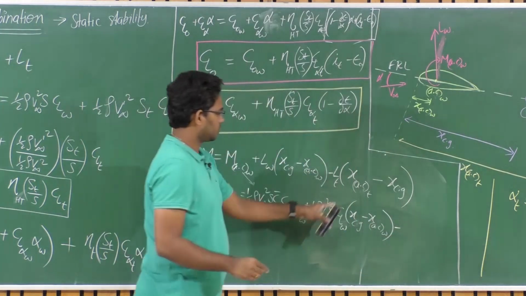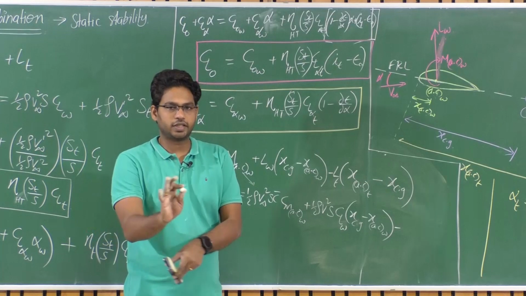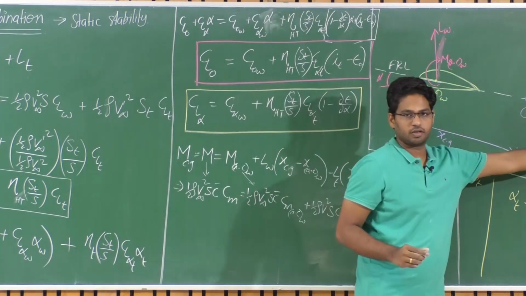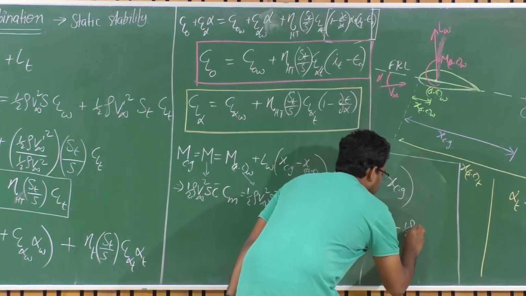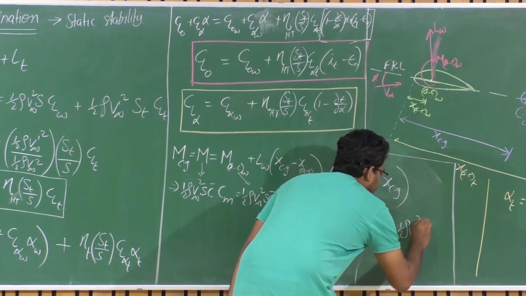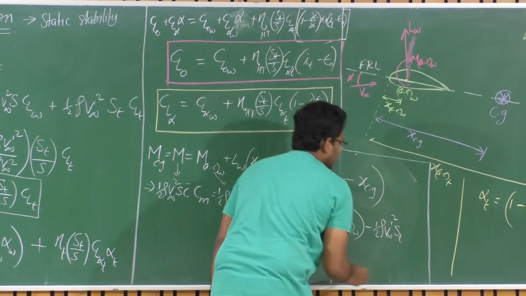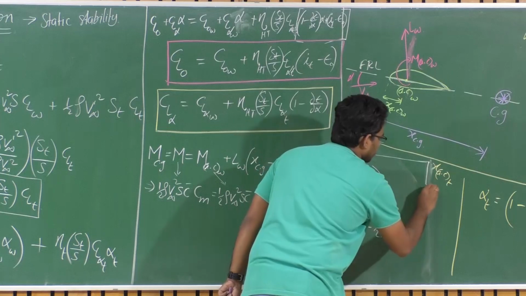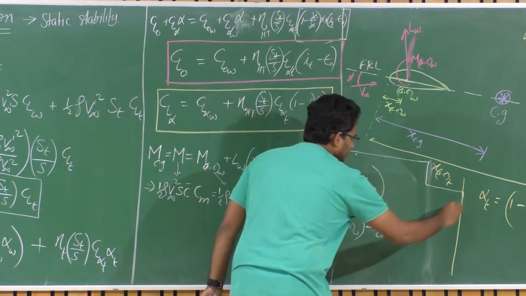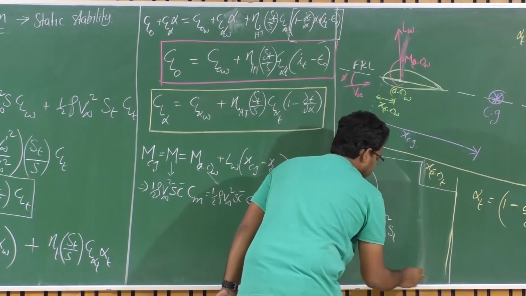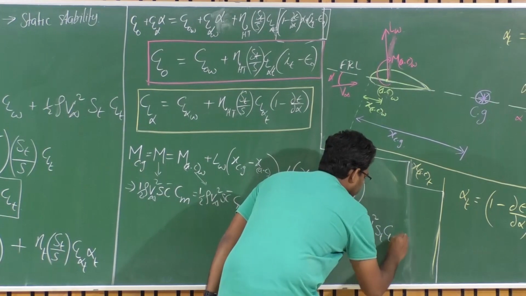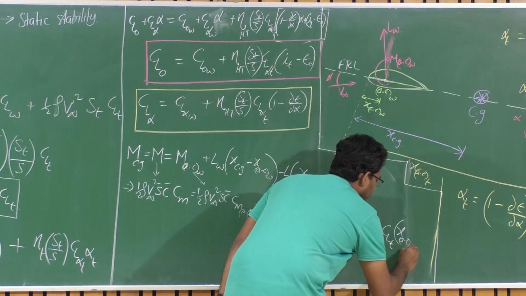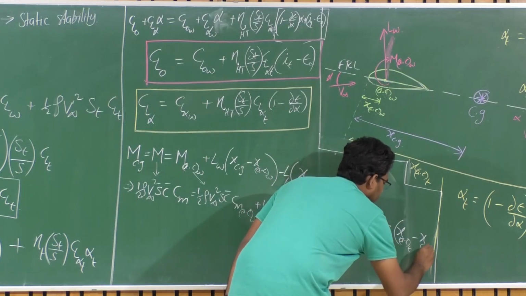Minus, so the lift at the tail is because of the flow at the tail, right? The flow at the tail is half rho V infinity prime square times S of t. The reference area should be S of t, multiplied by CL of tail times the moment arm, X AC of tail minus X CG.